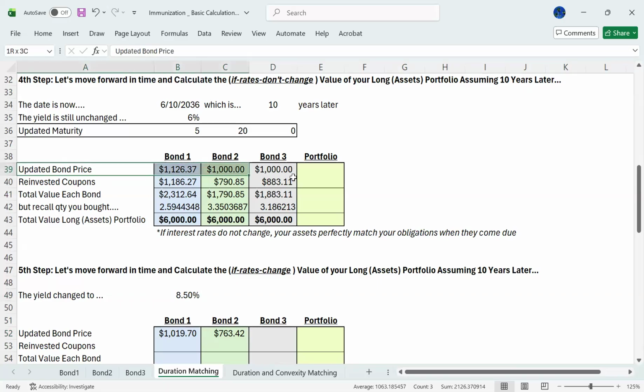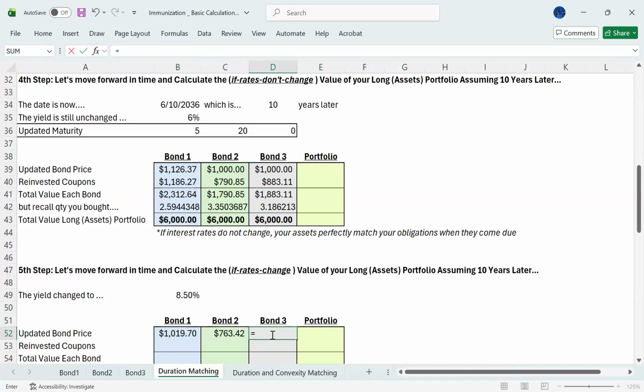So for example, here, the price of bond 2 was 1,000. It would have been 1,000. But in this scenario, because rates went up to 8.5 and this bond has 20 years to maturity, it's highly sensitive. So the price went down to 763.42.